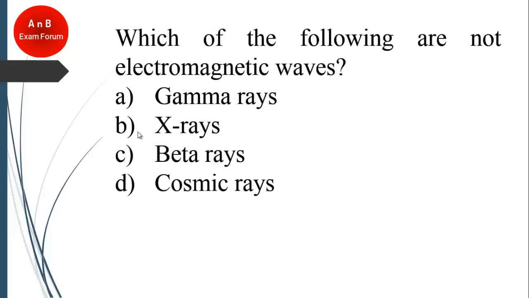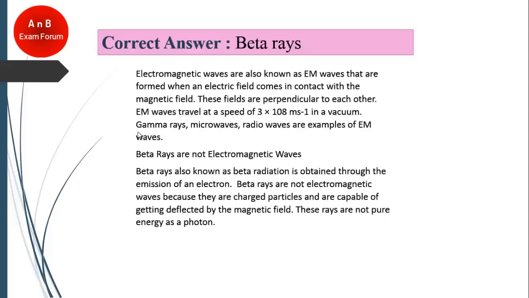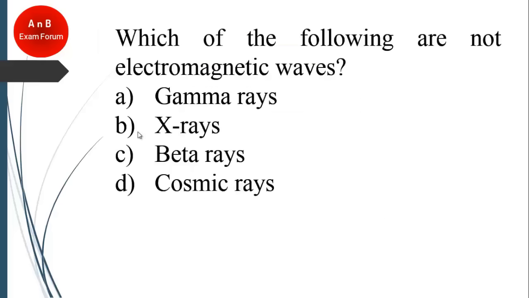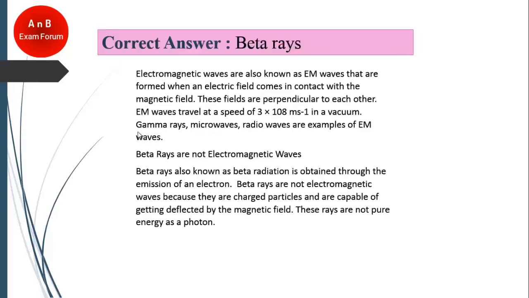Now coming to the next question, which of the following are not electromagnetic waves? Gamma ray, x-ray, beta ray, cosmic ray. Yes, you are right, the correct answer is beta ray. Beta rays are not electromagnetic waves. Gamma rays, x-rays and cosmic rays are all electromagnetic waves.